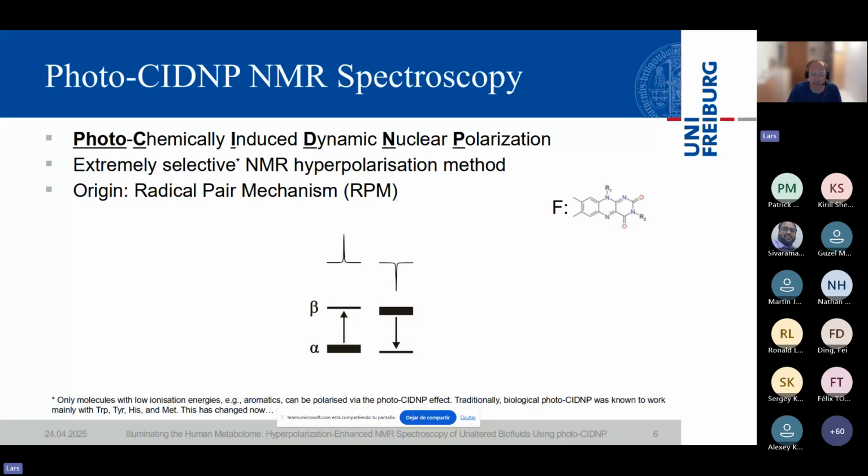And until very recently, the dogma of biological photo-CIDNP was that it's extremely selective, because there's one requirement, and that is that the molecule that you want to hyperpolarize should have a low ionization energy in order for this spin-correlated radical pair to be formed, which eventually gives rise to the hyperpolarization in the NMR spectrum.